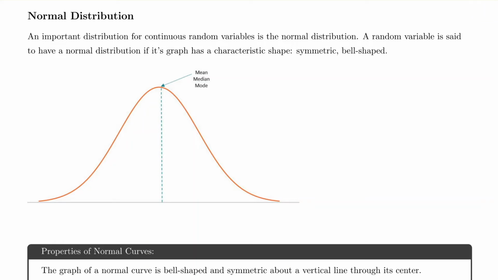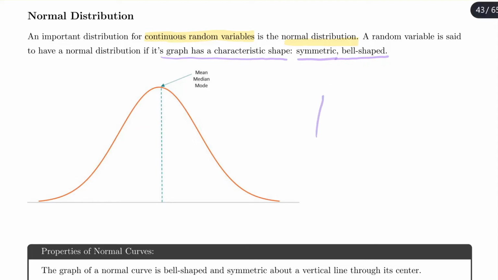Normal distribution. An important distribution for a continuous random variable is the normal distribution. A random variable is said to have a normal distribution if its graph is symmetric and bell-shaped. We looked at symmetric shapes in the previous section. Bell-shaped is describing this. So not all symmetric shapes are bell-shaped.